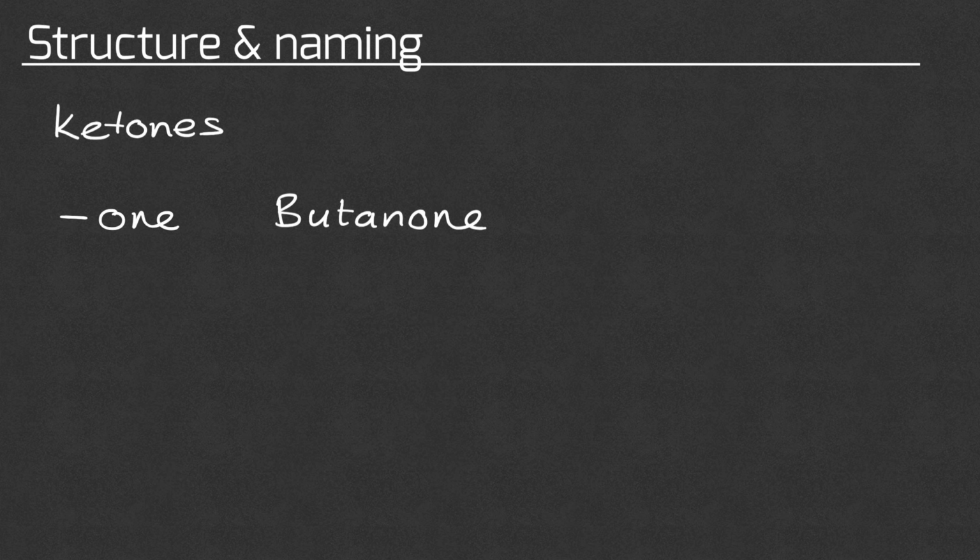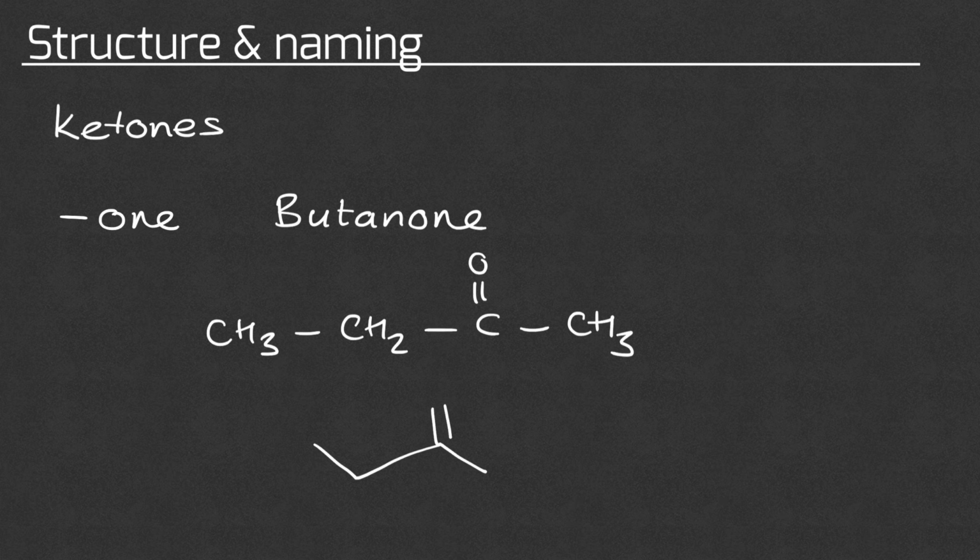Ketones have the suffix -one, so an example would be butanone. Similar to aldehydes, the functional group for a ketone is the C double bond O, but this time it's in the middle of the molecule rather than at the end of it.